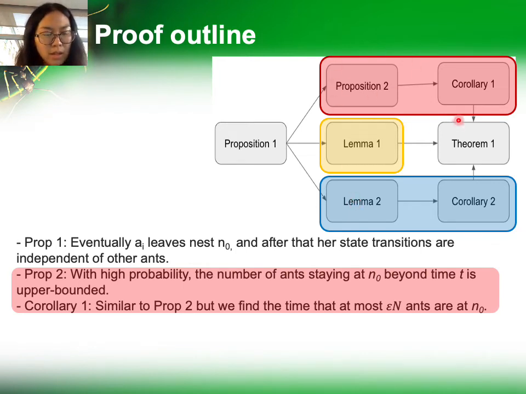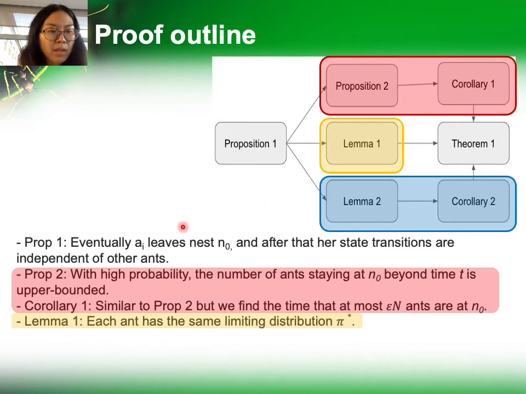This branch says with high probability, the number of ants staying at N0 beyond time t is upper bounded. And this is quite straightforward from the first part of proposition 1. Corollary 1 is very similar to proposition 2, but we find the time that at most epsilon n number of ants are still in nest N0.